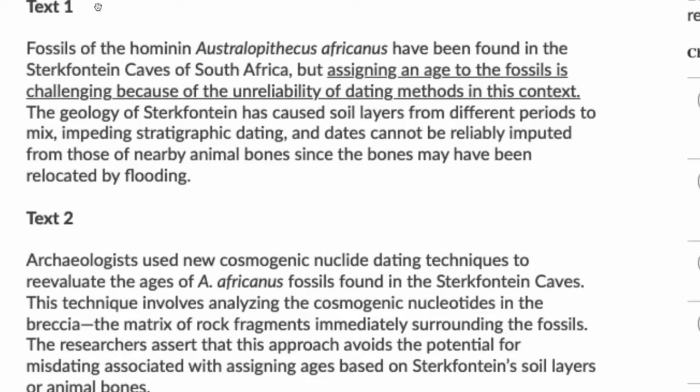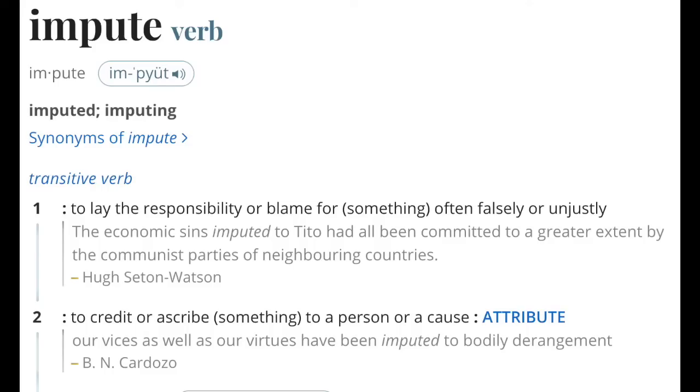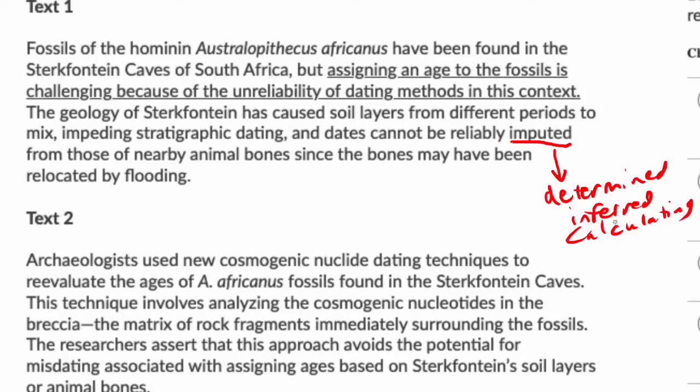And so most of these paired passages, the advanced level ones on the Khan Academy, do have some challenging vocabulary. One of the words here would be imputed, but I would say in this context it means something like determined or even inferred, calculated. I don't love any of those as perfect synonyms, but we take them together and we get the basic idea. Okay.